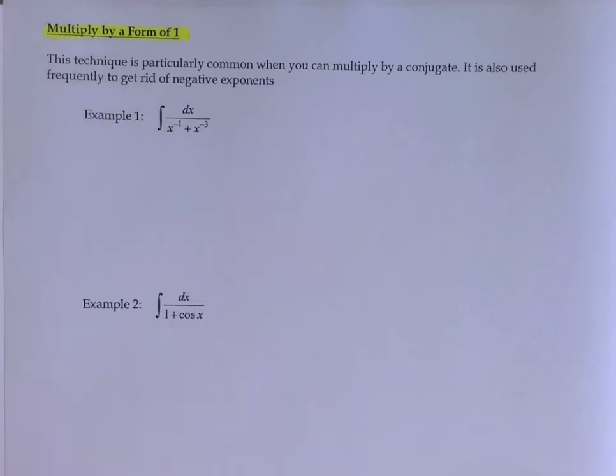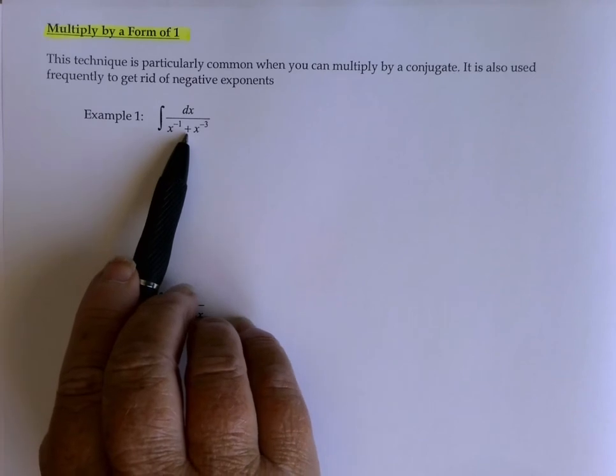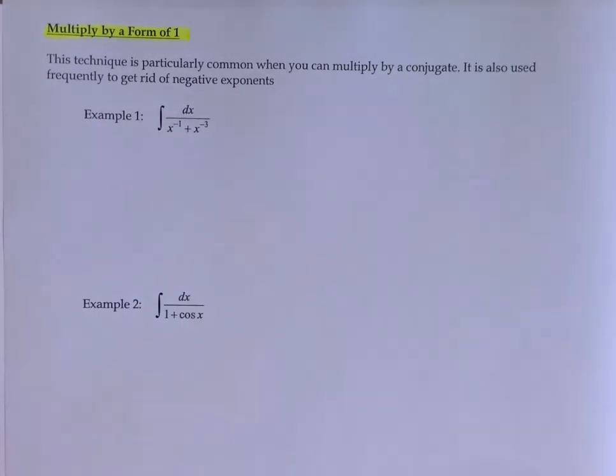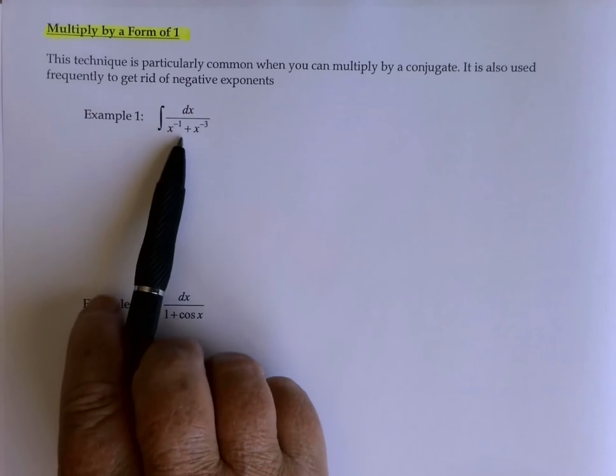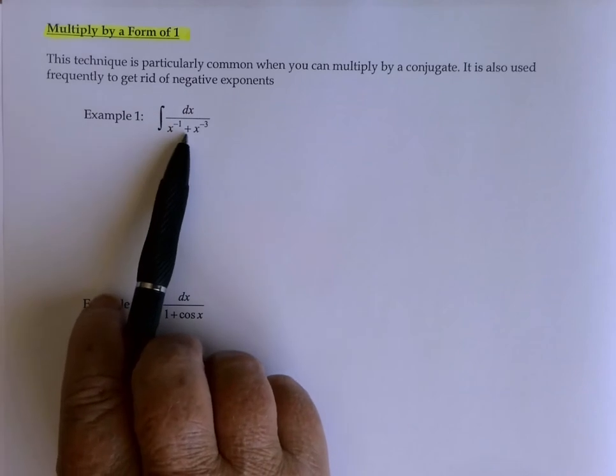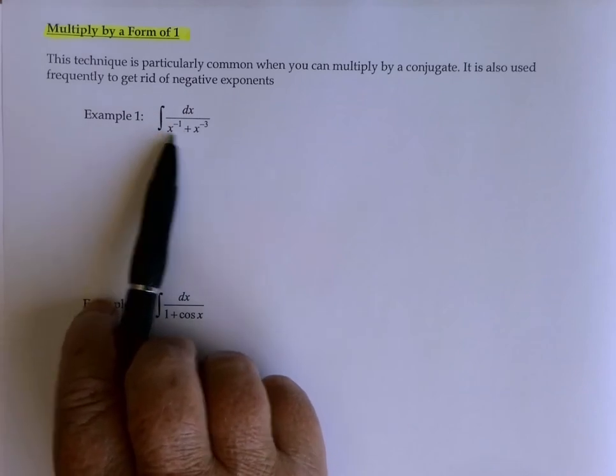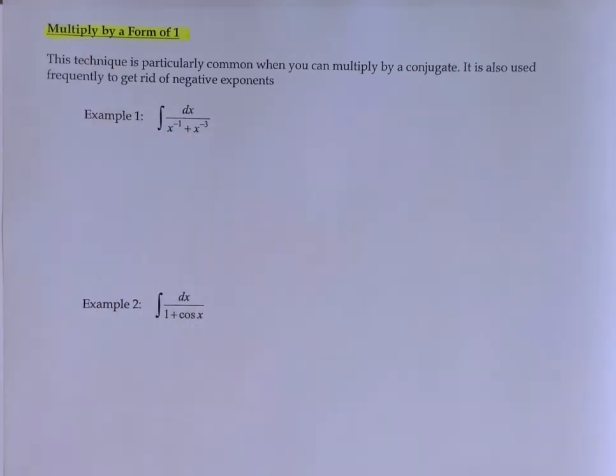Here I've got the integral of dx over x to the negative 1 plus x to the negative 3. Now, unfortunately, those aren't multiplied. If they were, I could just move them up and make them positive exponents, right? But I can't do that when there's addition and subtraction. They're separate terms. Can't split them up since they're in the denominator. I'm stuck with them. So what I'm going to do is multiply by a form of 1.